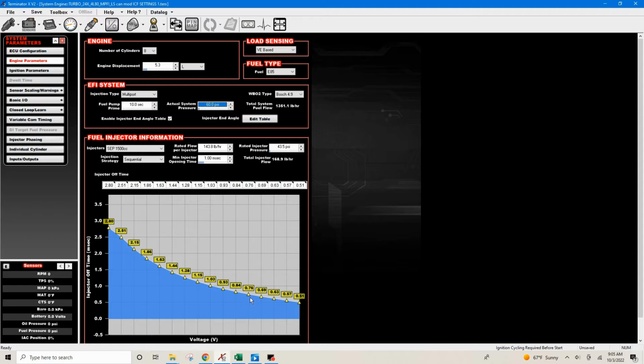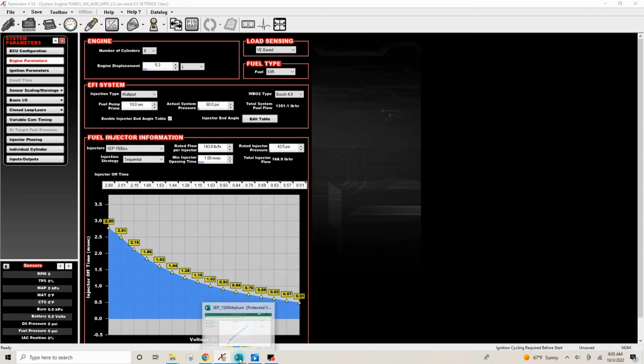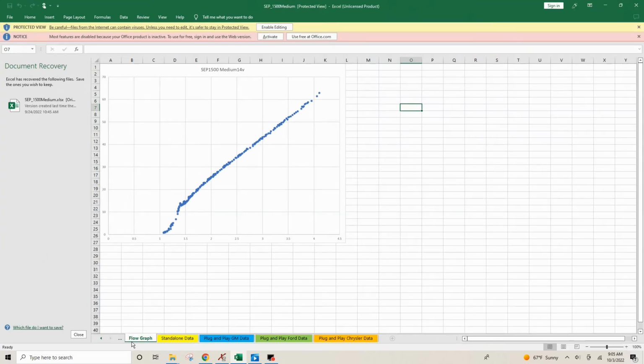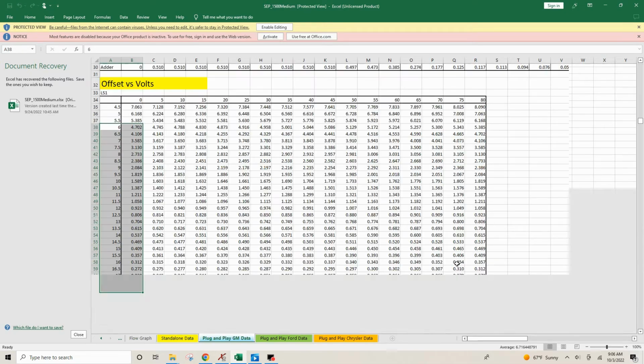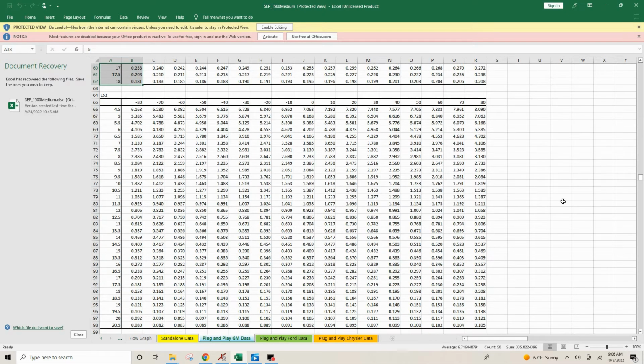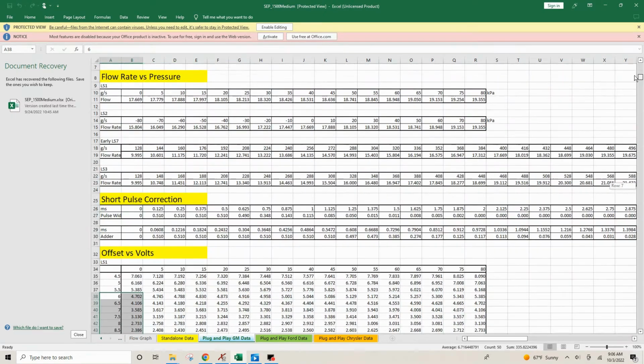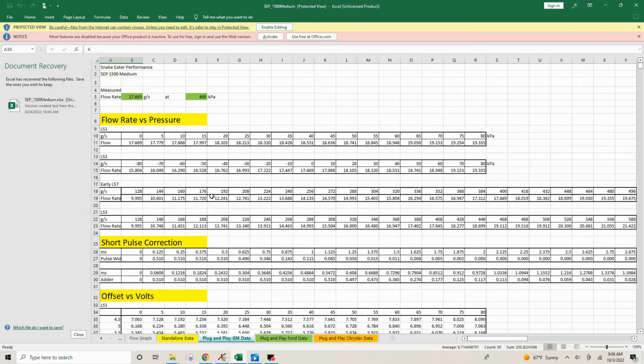Once you open the link, you're going to get something that looks like this. It's in Excel, and it's going to have your flow graph, which is the flow graph of your injectors. You'll have your standalone data, your GM data, your Ford data, and your Chrysler data. Since we're working with an LS, we'll be looking at these charts right here. These are the charts we're going to look at for our injector dead times.